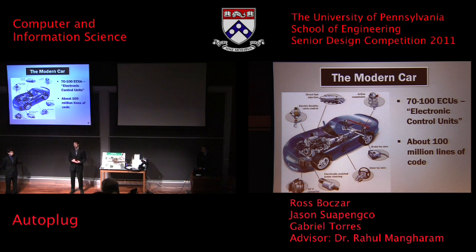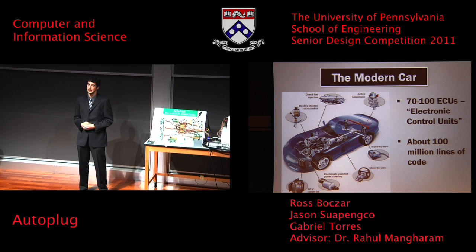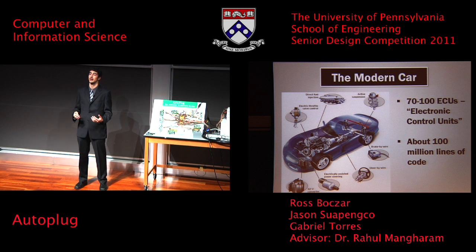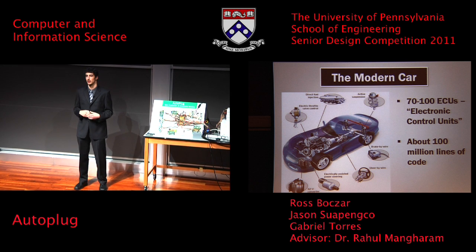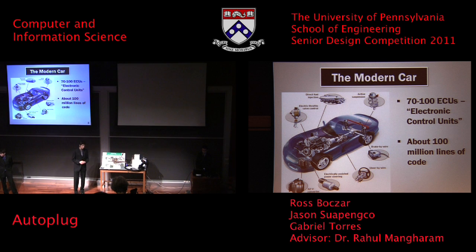Now, the modern luxury car has upwards of 100 million lines of code running on it. For reference, Windows XP that you might have on your home computer has about 40 million lines of code. So these cars are becoming very complex software systems.